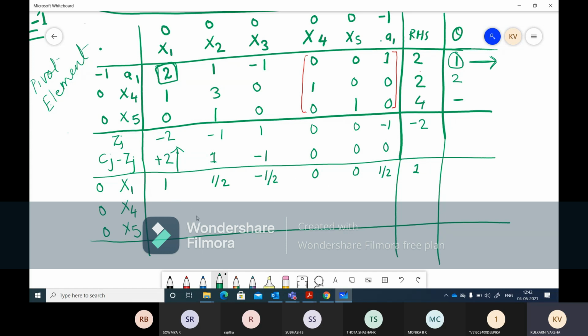We need to calculate these values because they will be required in phase 2. So we are done with that, now we are going for the next row. In the next row, for x4, you know that x1 and x5 will be 0 and this x4 will be 1. So we should get these values: here we want 0, here we want 1, here we want 0. Then only our identity matrix will be perfect.